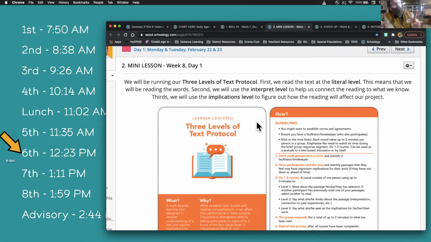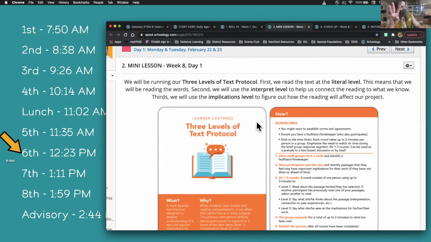Level 2 is the interpret level. This is where you take what you saw or learned and connect it back to something that we learned in the past 8 weeks. Something that you've learned in the past 8 weeks.